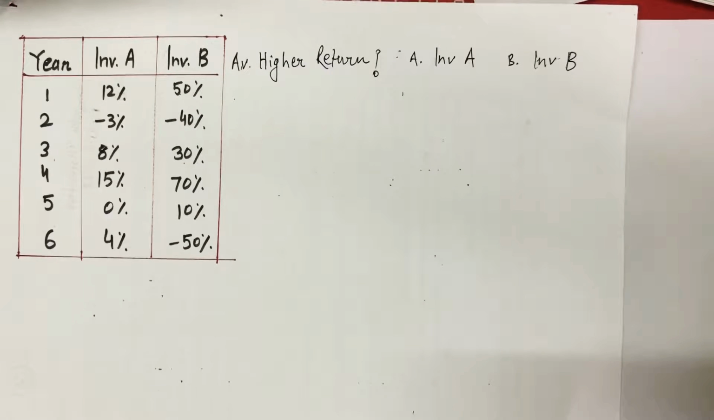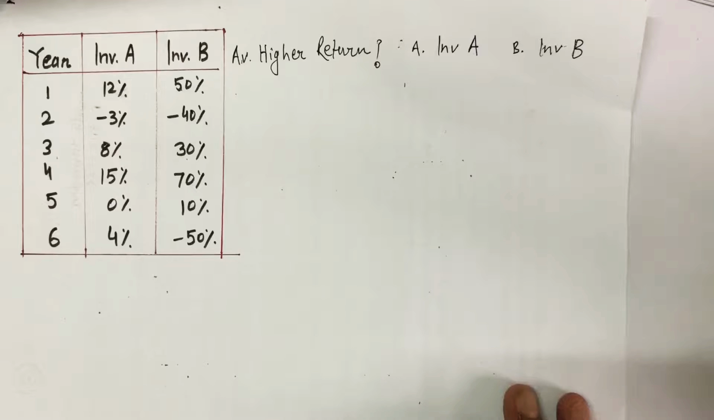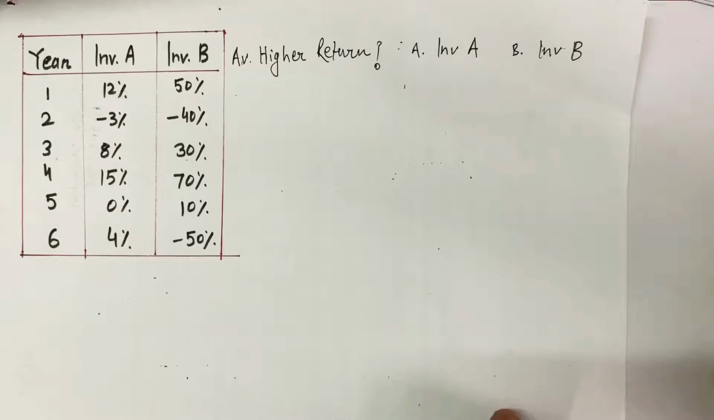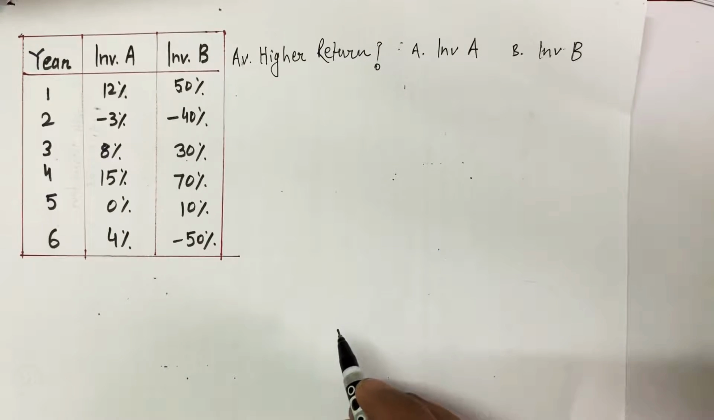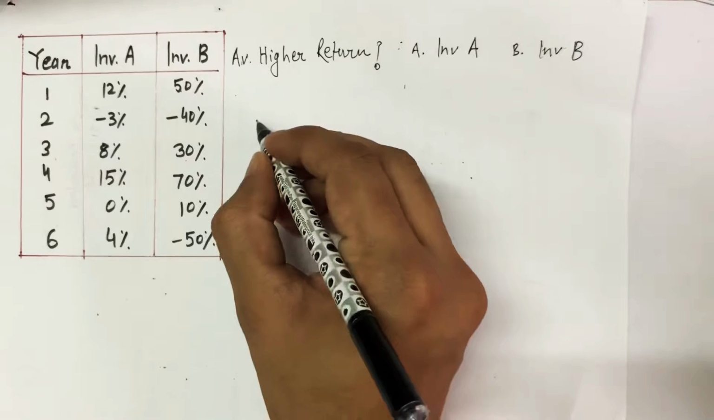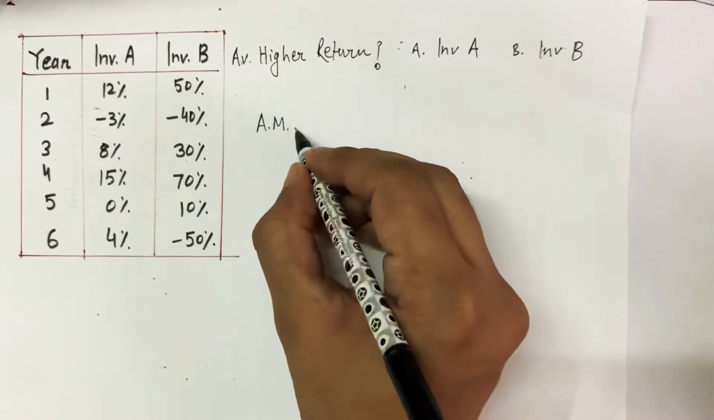Now since it has been asked about average, and as far as the knowledge of average goes, a lot of people use arithmetic mean when it comes to average, but this is not the case where arithmetic mean is going to be fruitful. So let's compare how the two different averages can differ from each other. Let's calculate the arithmetic mean. So I'm going to calculate arithmetic mean for investment A.